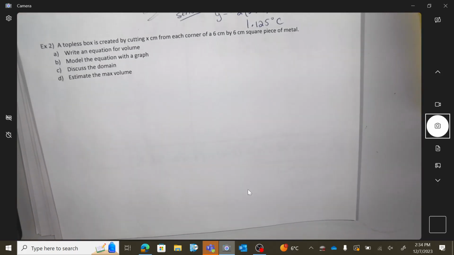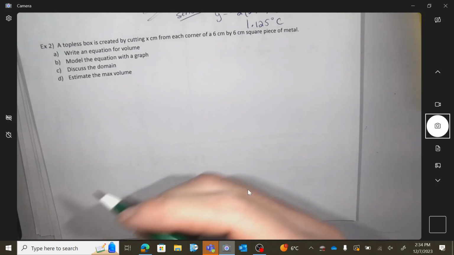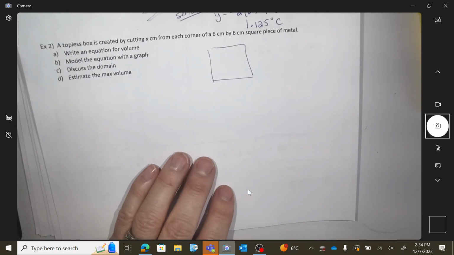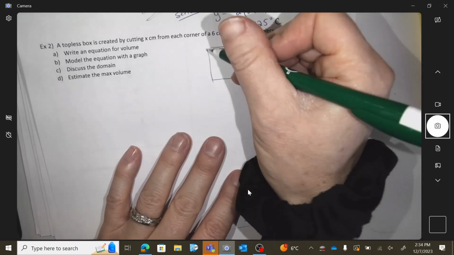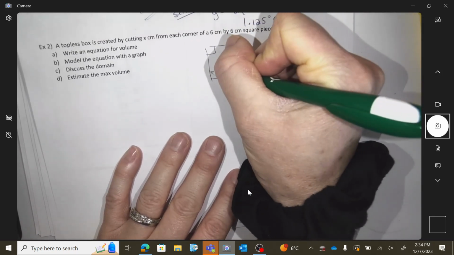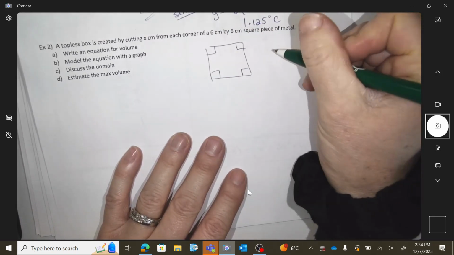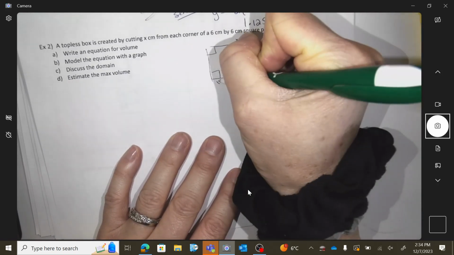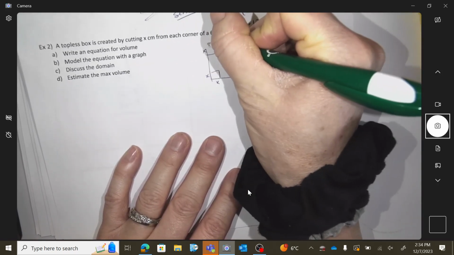Okay, then the last one is a cutting paper question. It starts with a piece of paper, and you cut little squares out of the corner. The squares that you cut out will all have the same dimension, which you don't know.